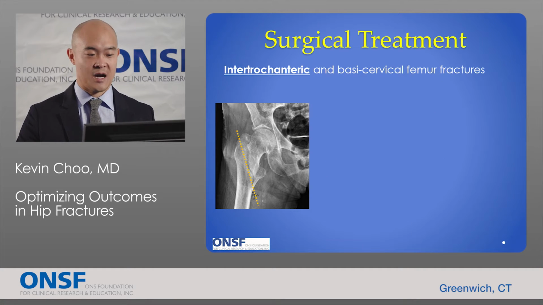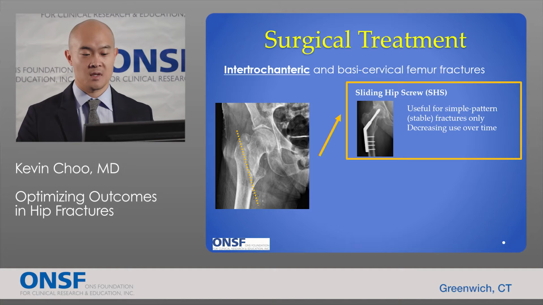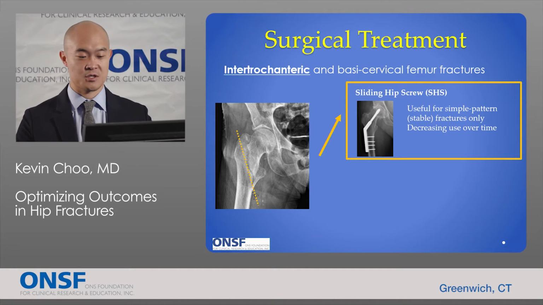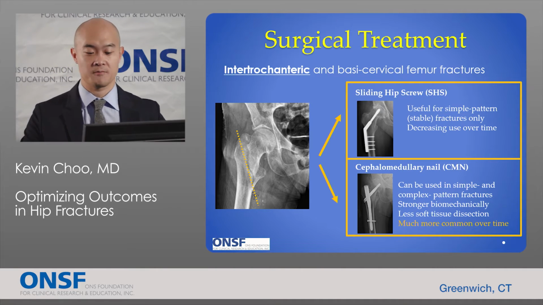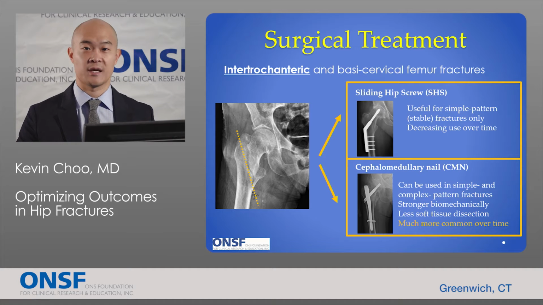Next, again, is the fracture to the intertrochanteric region. And these are generally treated with fixation of the injury, either with a plate and screw, like I mentioned previously. This is more of a historical procedure for this injury and is useful for fairly simple pattern fractures only. More commonly now, we use a device called a cephalomedullary nail or an intramedullary hip screw, and this can be used in simple and complex pattern fractures. It is stronger biomechanically and is therefore used much more over time.